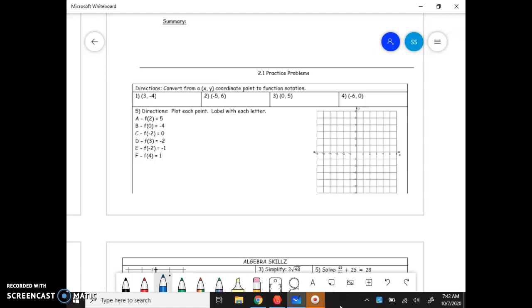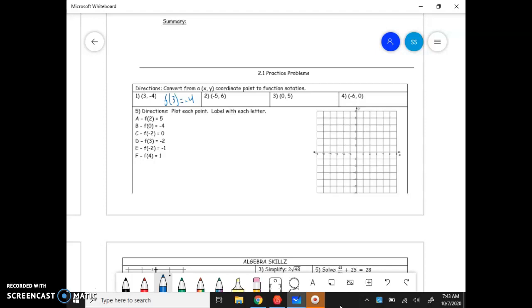Okay, here we go. This is the practice problem for 2.1 function notation. Looks like the first four here, we're just converting these ordered pairs into function notation. So it's just going to be f of 3 is equal to -4. Okay, it's easy as that.